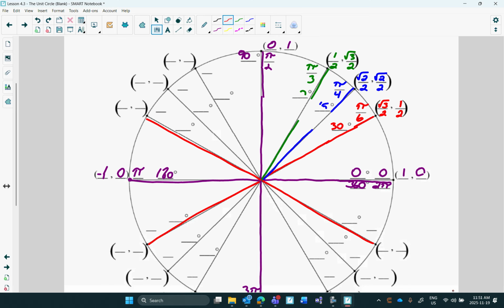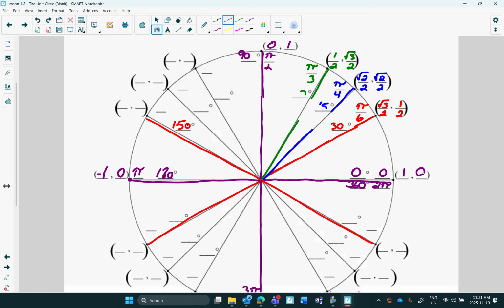What's this angle in degrees? This is 30 degrees here, so this must be 180 minus 30 degrees, which is 150. The radians are a little tougher. Again, you can multiply by pi over 180 to find it, but you can also remember it.